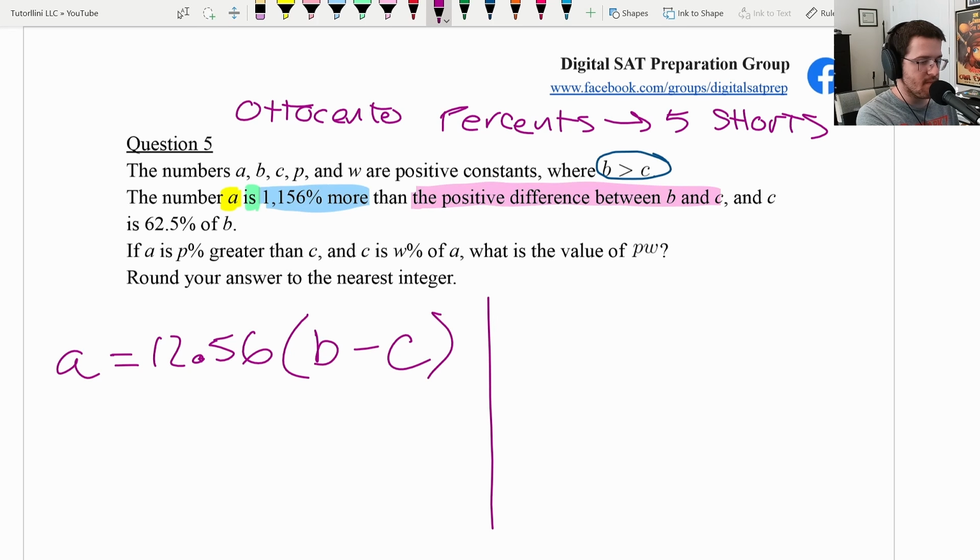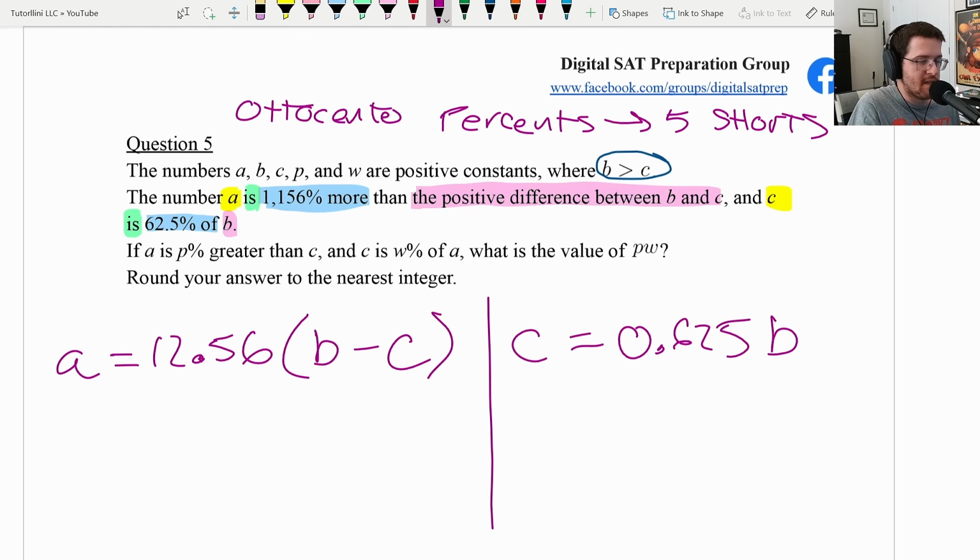Okay. And the second equation, we're going to do the very same thing. C is, means equals, 62.5% of, we just talked about that's 0.625. And then times just B.